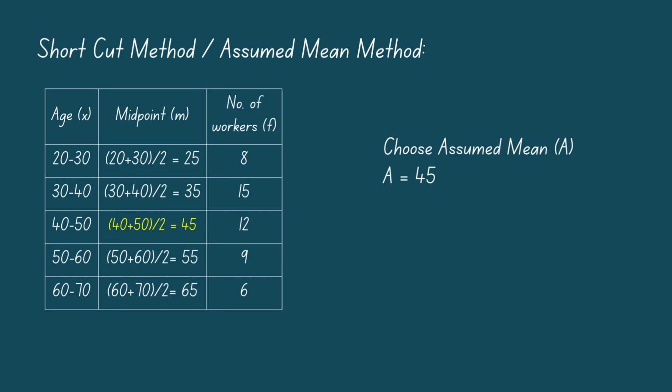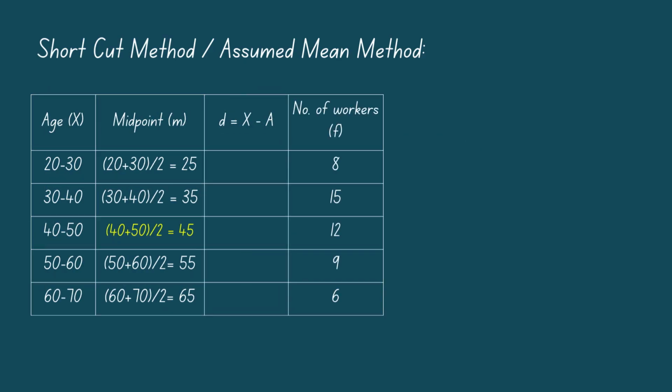And we know next what we have to do, we have to calculate D, which is the difference, which is X minus A. In this case, it is going to be M minus A. So I'm going to add a column here. So D is equal to X minus A. Let's start calculating. So first we have 25 minus 45, which is minus 20. Then 35 minus 45, which is minus 10. Then 45 minus 45, which is 0. 55 minus 45, which is 10. Then 65 minus 45, which is 20.